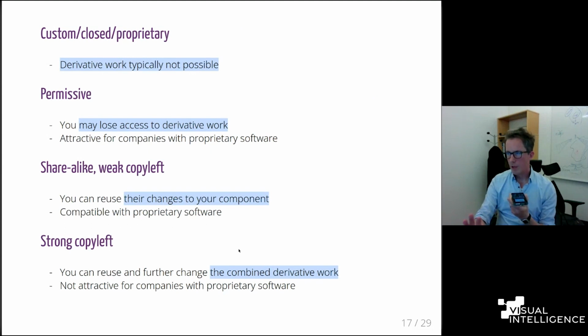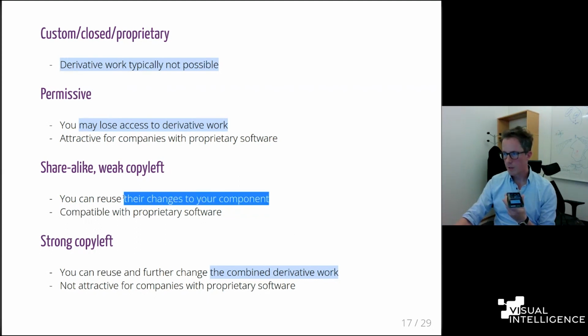And a summary is that if there is no license, if it's custom, if it's proprietary, then derivative work is typically not possible. We cannot share it, and we will have to share it. So if we are not careful, we might get into a problem 5 years later. For the permissive licenses, if I look at it as an author, I may lose access to the derivative work. I don't have guaranteed access to the changes, but I have guaranteed access to the changes for the share alike licenses. And then there is the weak version, the strong version.